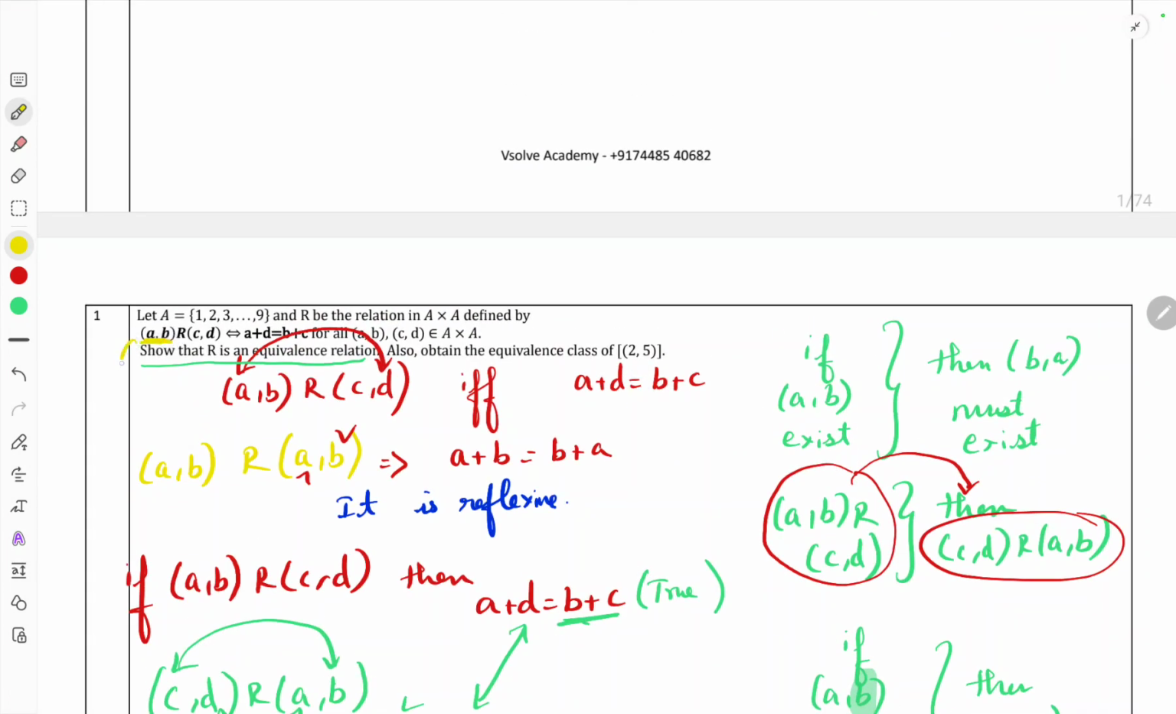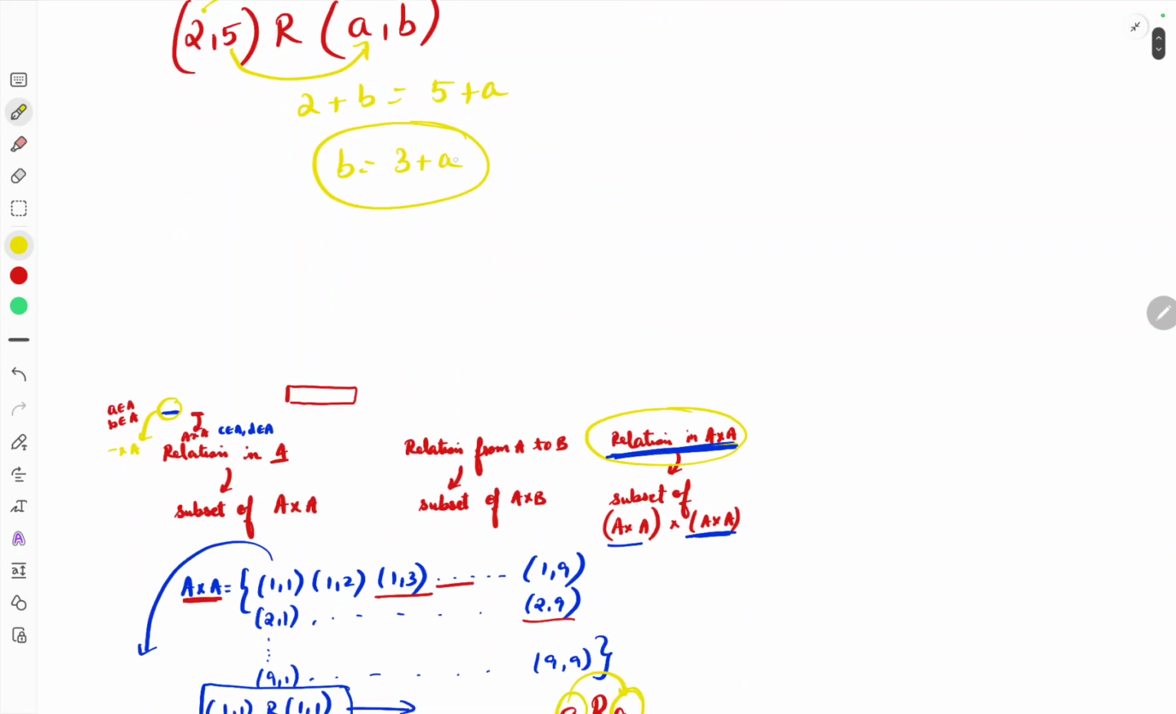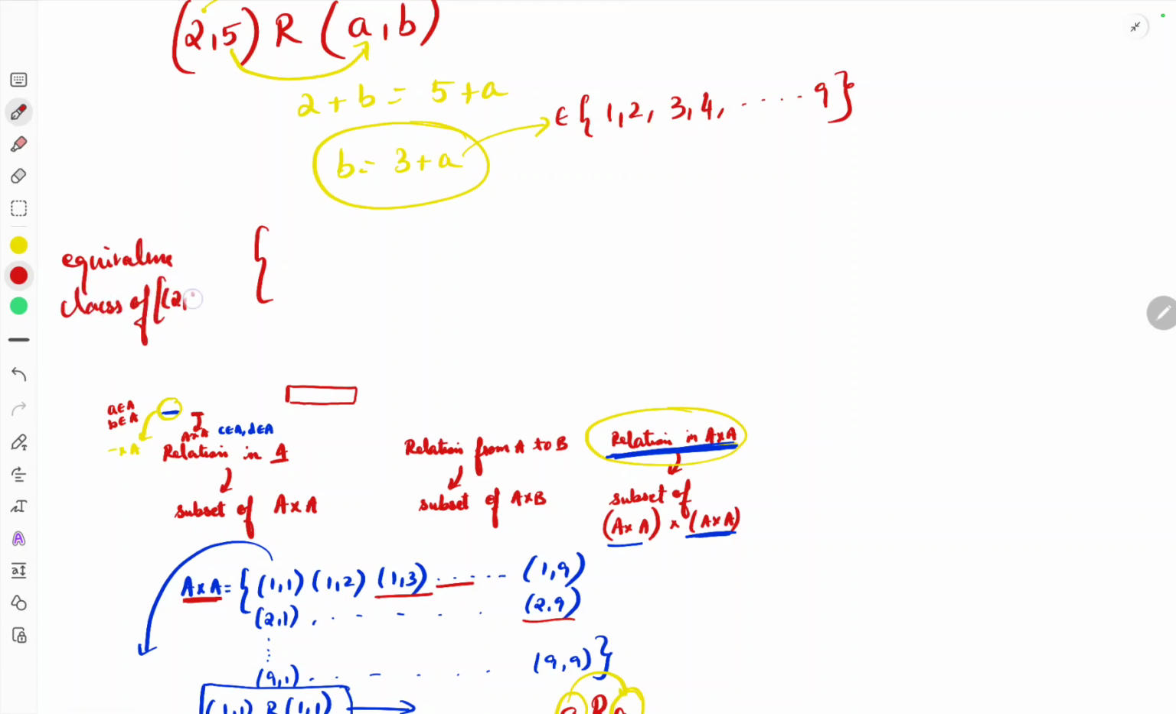Now we know very well A also belongs to the set A, so this is a subset of A cross A. And this is also from A cross A, which means A belongs to set A, B also belongs to set A, C also belongs to set A, and D also belongs to set A. So I have to take A from 1, 2, 3, 4, 5, like this, it keeps on going till n. A belongs to these elements. So if A is 1, I have to write 1 here in place of A inside the equivalence class of (2, 5).